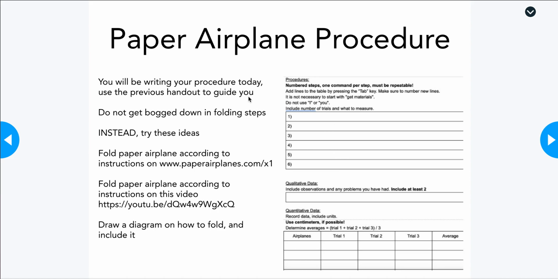All right, so one of the big things that I want you to remember when you're writing your procedure: do not get bogged down in the folding steps, because if you try to say fold this at a 45-degree angle and then fold this corner at a 30-degree angle, it's going to get really difficult really fast. Instead, I've got a couple of ideas for you. You could try something like fold the paper airplane according to instructions on this website, fold the paper airplane according to instructions in this video, or draw a diagram on how to fold the airplane and include it. So that's just a little bit of help for you there.